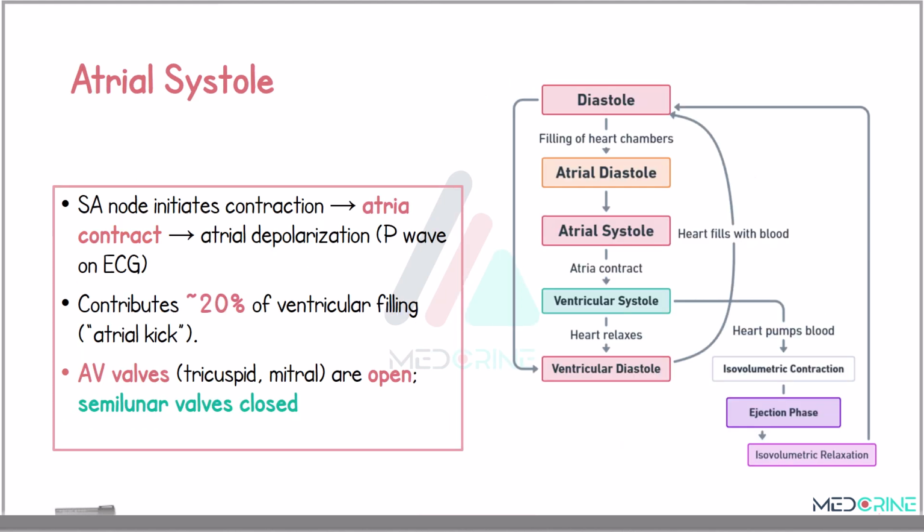Let us start with the first phase, the atrial systole. An atrial systole occurs just after the P wave on the electrocardiogram. The atria contract, pushing the final 20 to 30% of the blood into the ventricles. The atrioventricular valves remain open, while the semilunar valves are closed. This phase ensures maximal filling of the ventricles, and it's actually crucial during high heart rates.